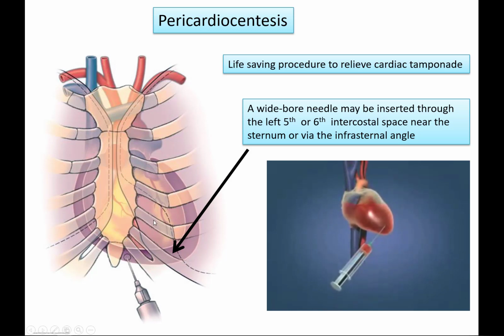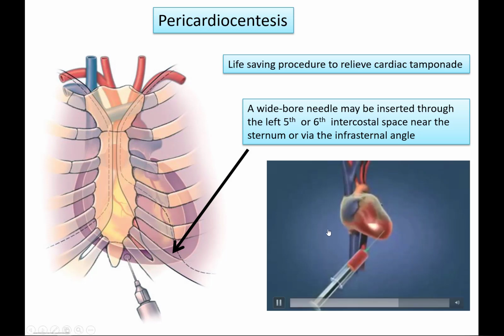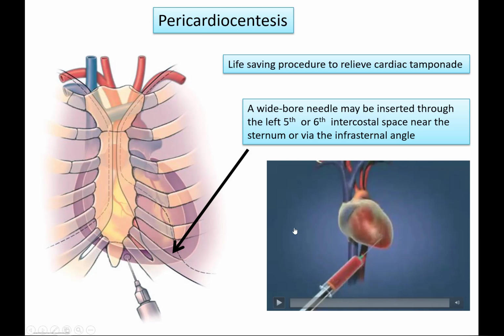you can imagine that it can cause something called a tamponade, which can be lethal if not treated. So then you would be able to insert a wide bore needle through the left fifth or sixth intercostal space near the sternum, or via the infrasternal angle. So you can approach it here, or here, or here, and like that you would be able to aspirate the fluid out of the pericardium and possibly save the life of someone who is in grave danger of dying of a cardiac tamponade.